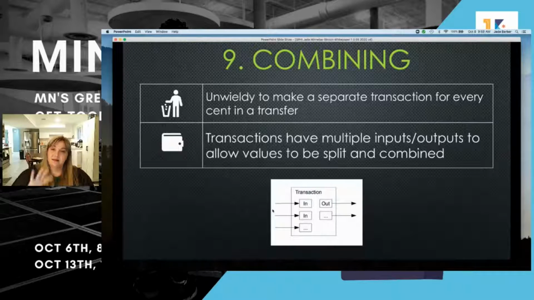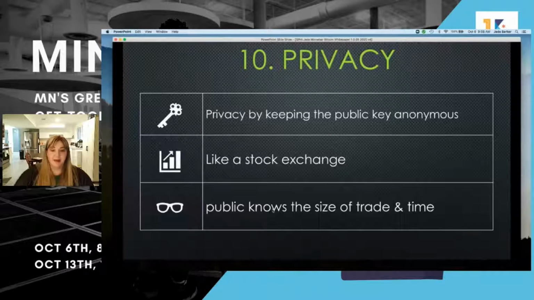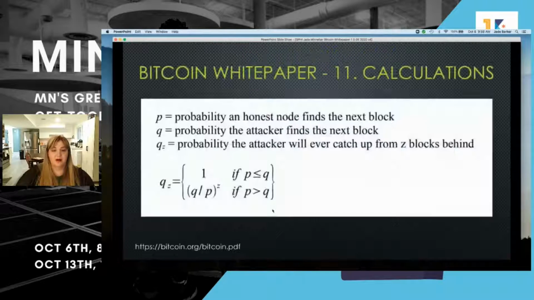So combining, sometimes people don't understand how these work on the inside. It's not like one coin in, one coin out. It's basically everybody sends some in, and then I get my change back, and you get what you're supposed to get. Privacy is kept by keeping the public key anonymous. So you have a key and you're known by that key. Nobody calls up and says, hey, is this McAfee or whatever.